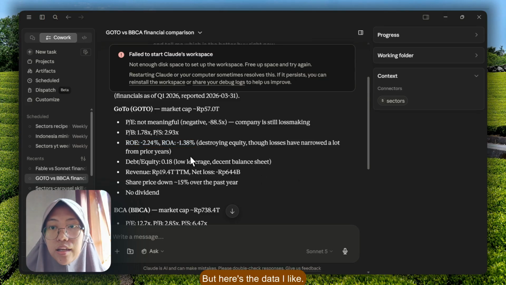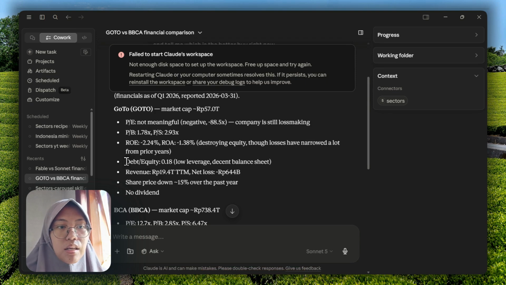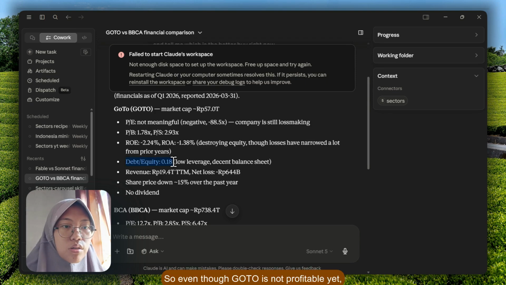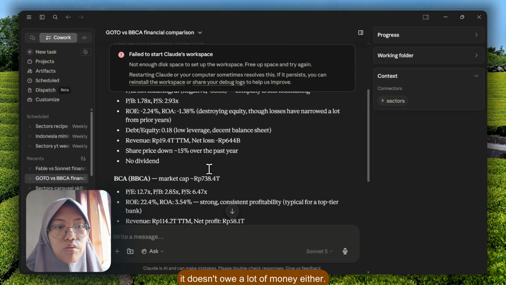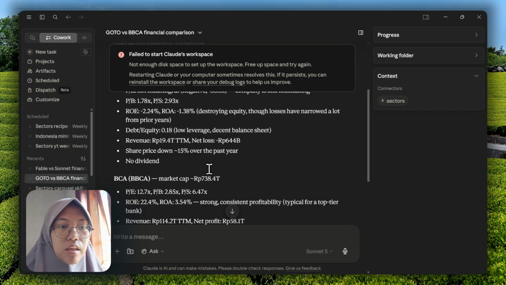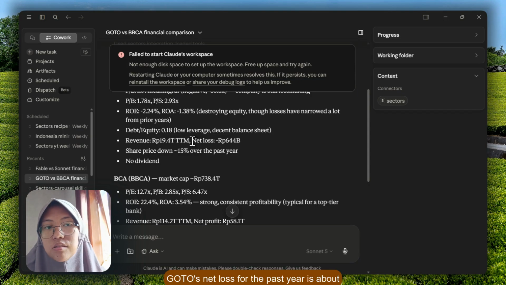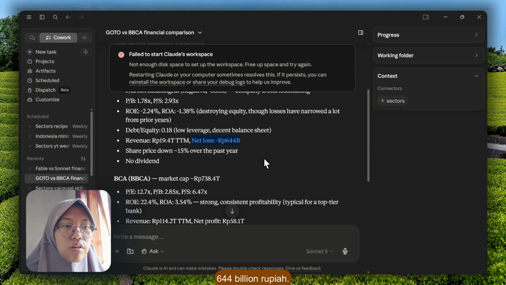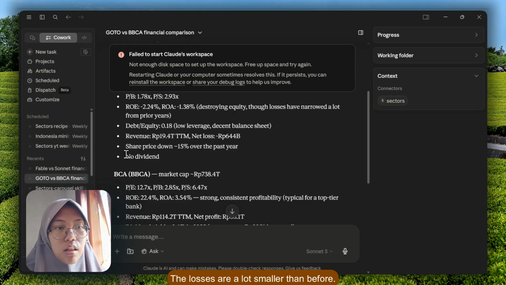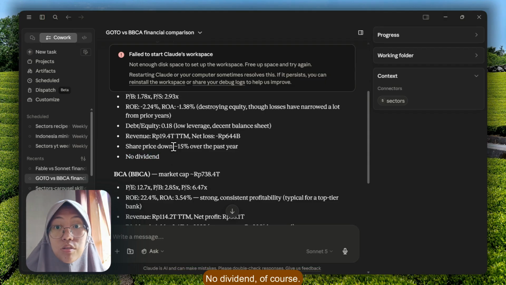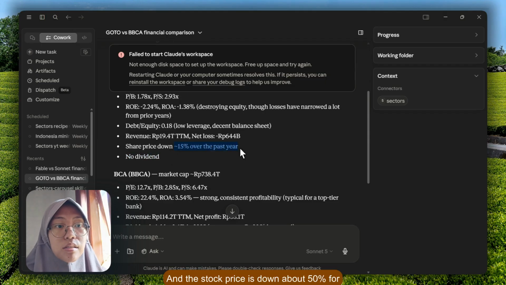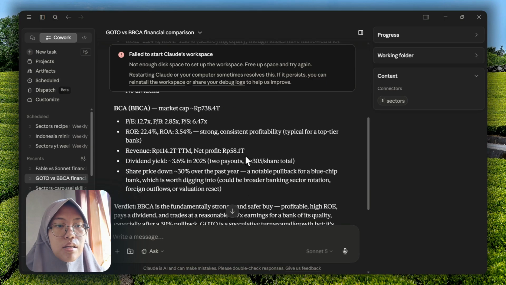But here's the data I like. Debt to equity is only 0.18. That's low debt. So even though GoTo is not profitable yet, it doesn't owe a lot of money either. GoTo's net loss for the past year is about 644 billion rupiah, but there's good context here too. The losses are a lot smaller than before. No dividend, of course, and the stock price is down about 50% for the past year.